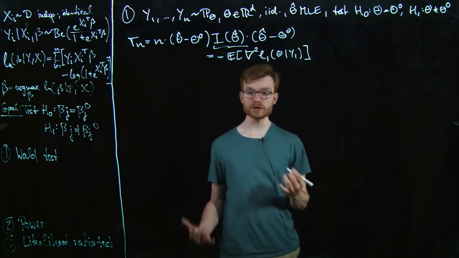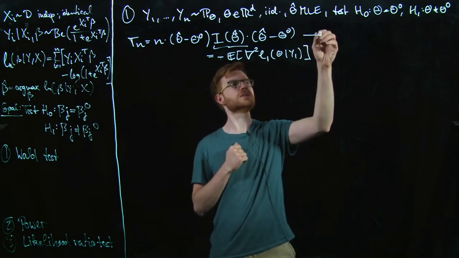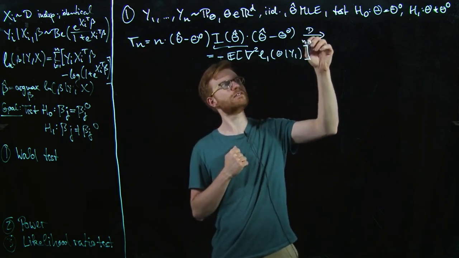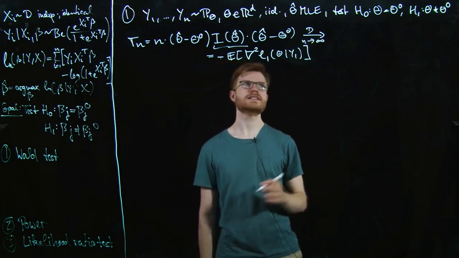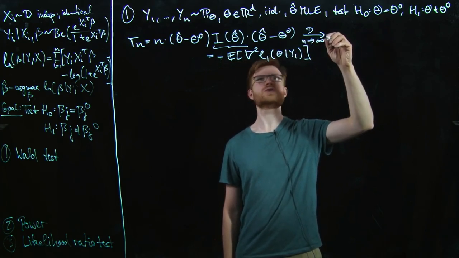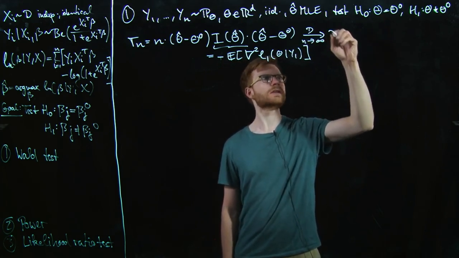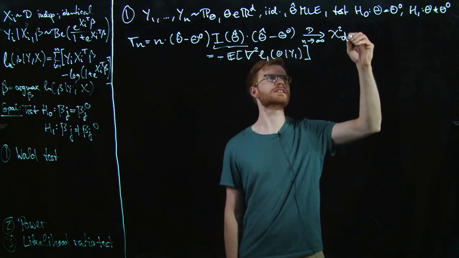OK, and then the important part. This is only the test statistic, and how do you cut off? You cut off via this observation that asymptotically, this statistic under H0 goes to a chi-squared distribution with d degrees of freedom, d being the dimensionality here.